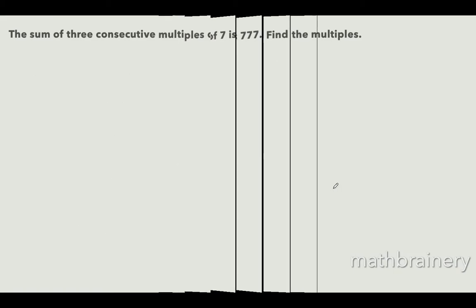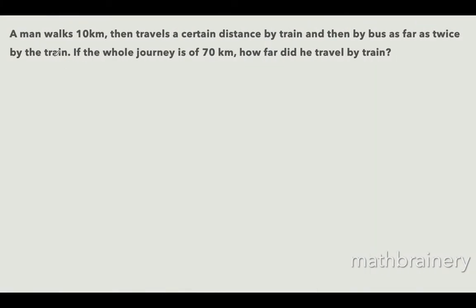Let's look at the next question. A man walks 10 kilometers, then travels a certain distance by train and then by bus as far as twice by the train. If the whole journey is of 70 kilometers, how far did he travel by the train?